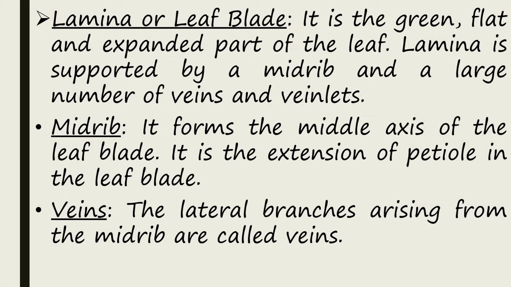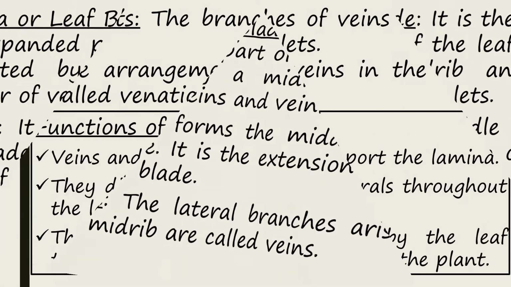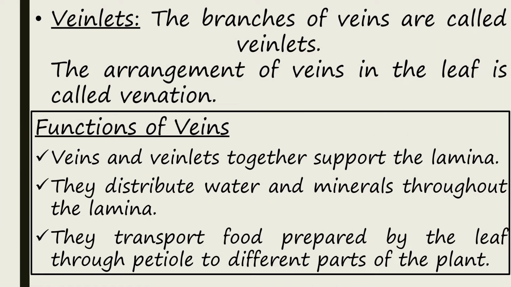Lamina or leaf blade. It is the green, flat and expanded part of the leaf. Lamina is supported by a midrib and a large number of veins and veinlets. Midrib. It forms the middle axis of the leaf blade. It is the extension of petiole in the leaf blade. Veins. The lateral branches arising from the midrib are called veins. Veinlets. The branches of veins are called veinlets.